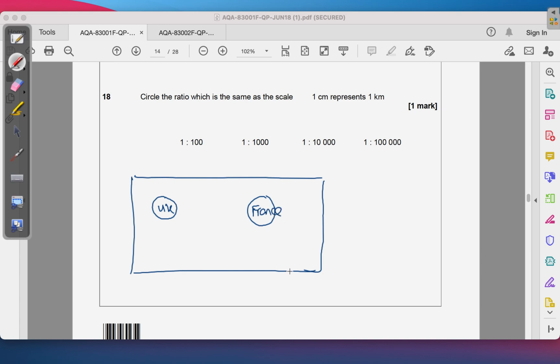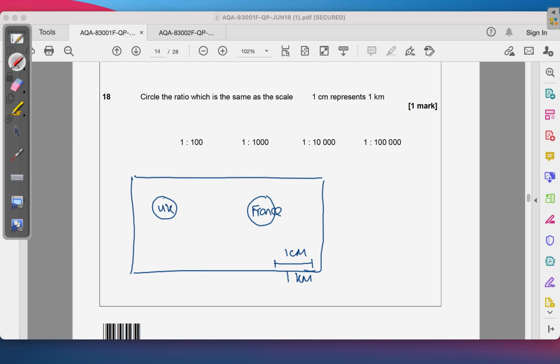Now, on a map, you'll often see in the bottom corner a scale. Let's say the scale is 1 centimetre long. It will tell you how many kilometres that centimetre on the map represents in real life. A map like this is only going to be relatively small. It's going to fit on a table. So we need a way to work out the distance between the UK and France without actually having to go from the UK to France to measure it.